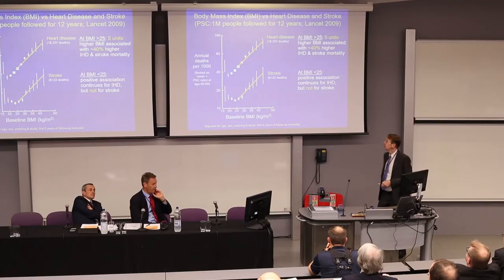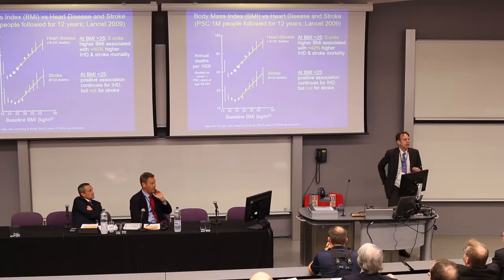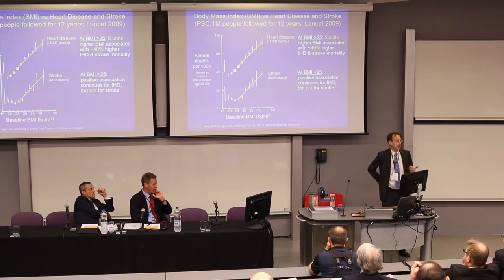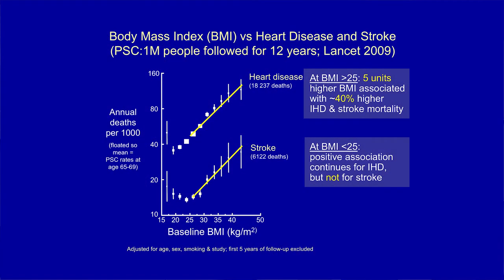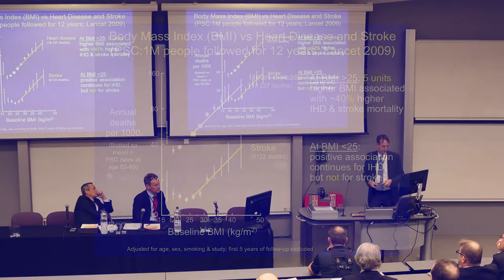Why might imaging be interesting? Well, for example, we know that, as I presented earlier, body mass index is an important predictor of risk. Here's body mass index against stroke and coronary heart disease in the million people I mentioned, very strong log linear associations above 22.